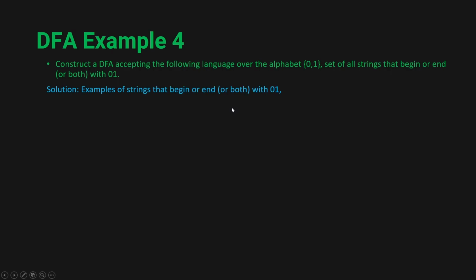First, let's write down some of the string examples that either begin or end or both with 0, 1. So 0, 1 is the first basic one. Then we have got 1, 0, 1. So here it is ending with 0, 1, correct? Then we have got 0, 1, 0. So it is starting with 0, 1. Then we have got 0, 1, 0, 1. So it is beginning and ending with 0, 1. What about 0, 0, 0, 1? It is ending with 0, 1.